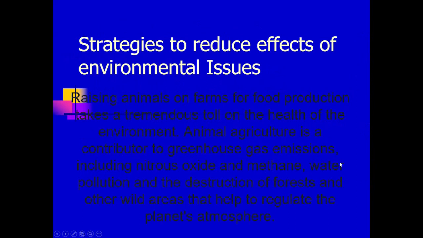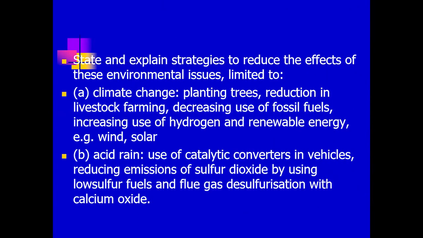Strategies to reduce the effect of environmental issues. These are the updated syllabus parts. It is now part of the syllabus that raising animals on farms for food production takes a tremendous toll on the health of the environment. Animal agriculture is a contributor to greenhouse gas emissions, including nitrous oxide and methane, water pollution, and the destruction of forests and other wild areas that help to regulate the planet's atmosphere. So this is a part which is being introduced now. It is a part of your syllabus from 2023 to 2025.